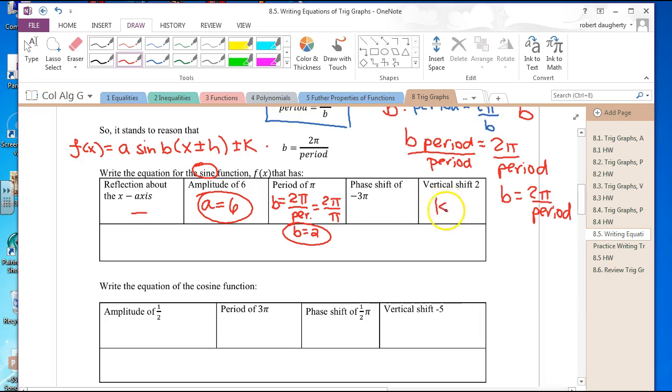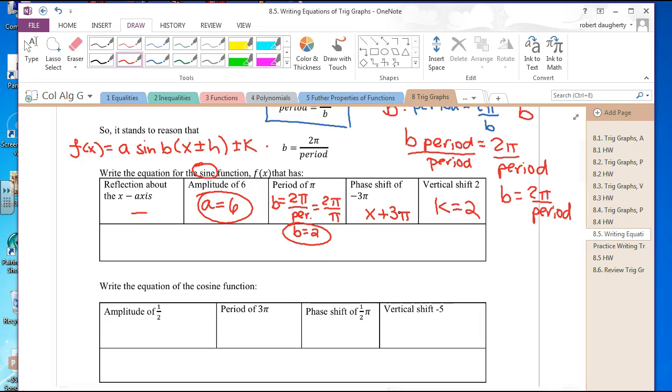K is going to be equal to 2, right? And then a phase shift of minus 3 pi. I'm going minus 3 pi, so I'm going 3 pi to the what? If I'm going to the left, that means what's in the parentheses is going to have to look like x plus 3 pi. That's what moves it to the left.